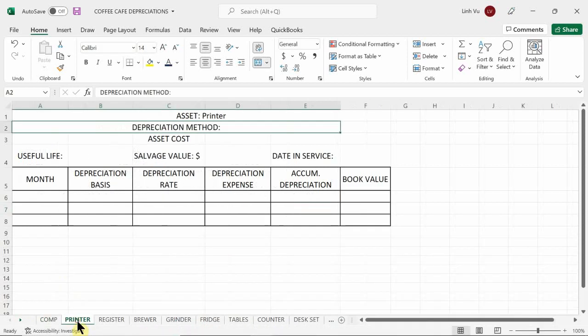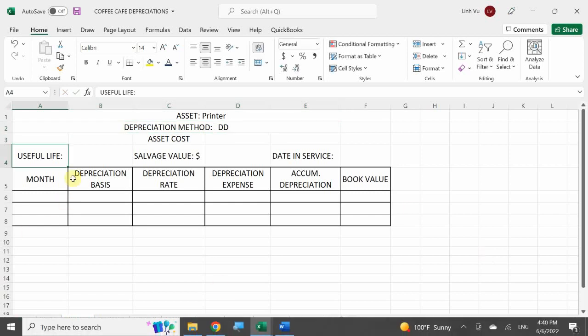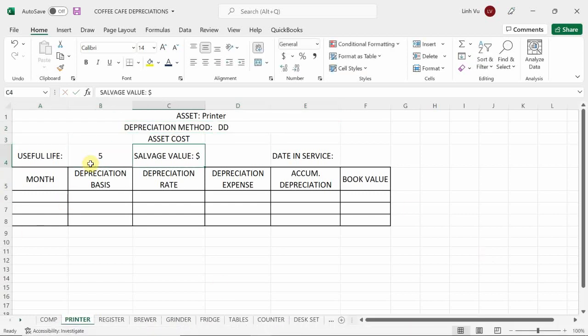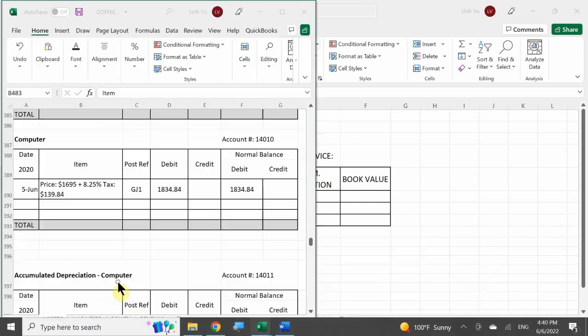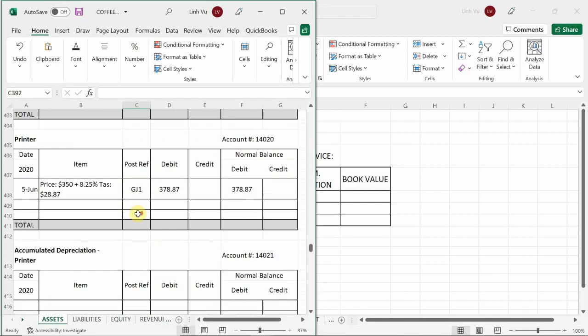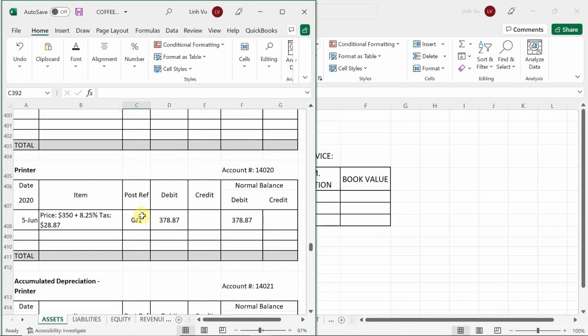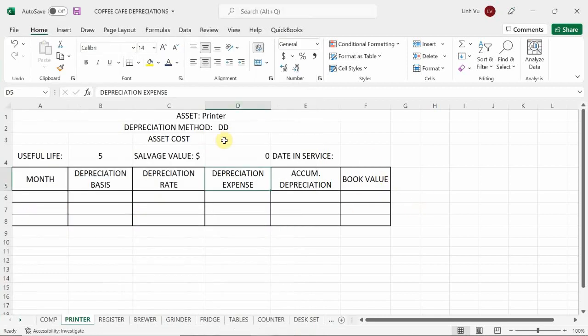So then let's go ahead and go to our printer. We already know the printer, once again, is also going to be double declining. We know it to have an estimated useful life of 5 years. We have 0 for the salvage value. In this case, we bought the printer at the same time as we bought our computer, June 5th, and the printer cost me $378.87.